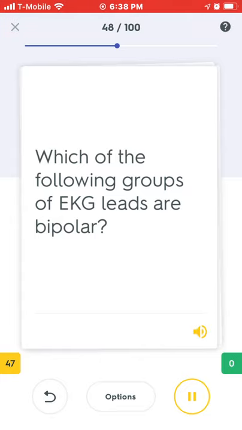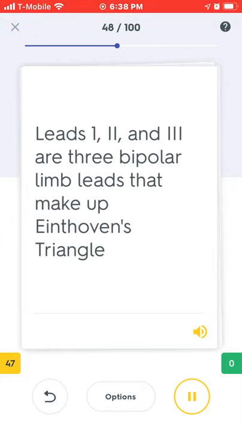Which of the following groups of EKG leads are bipolar? Leads 1, 2, and 3 are three bipolar limb leads that make up Einthoven's triangle.